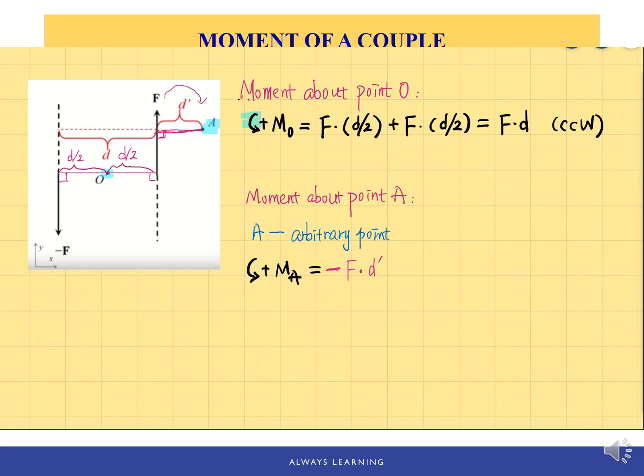And for the next force, the force pointing downwards, this force will create a counterclockwise rotational effect about point A because it's to the left of point A and pointing down. Therefore, it will be a positive moment, and the magnitude is F times the moment arm, which is the entire distance. So the moment arm of this force pointing down is d plus d prime.